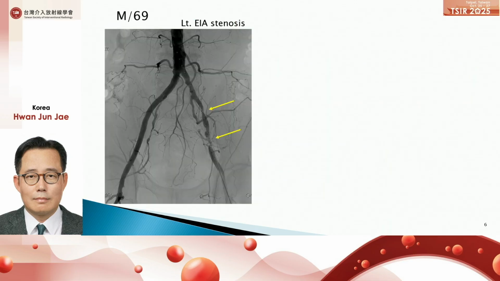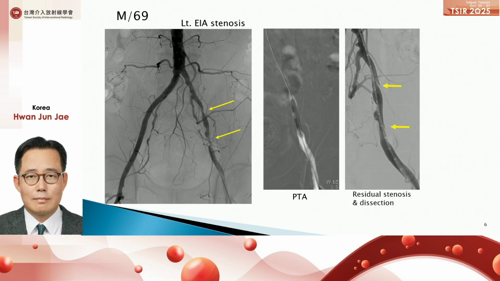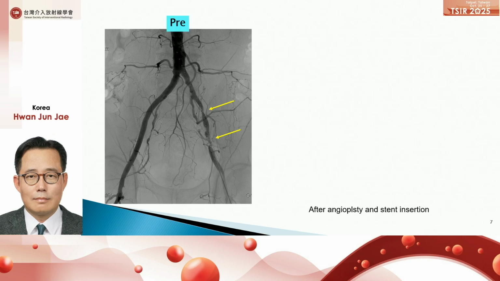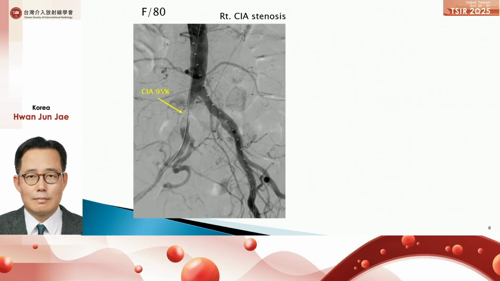Let me show you several cases. Here we can see severe stenosis in the left external iliac artery. So we did angioplasty, but the angiogram shows residual stenosis and dissection. So we decided to deploy a self-expandable stent here. This is the pre-image, and this is the post-image after angioplasty and stent insertion. Here we can see good flow.